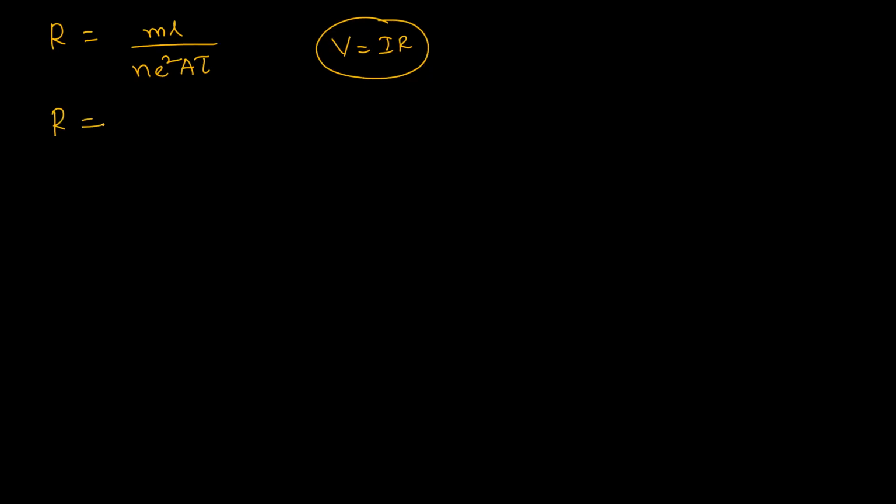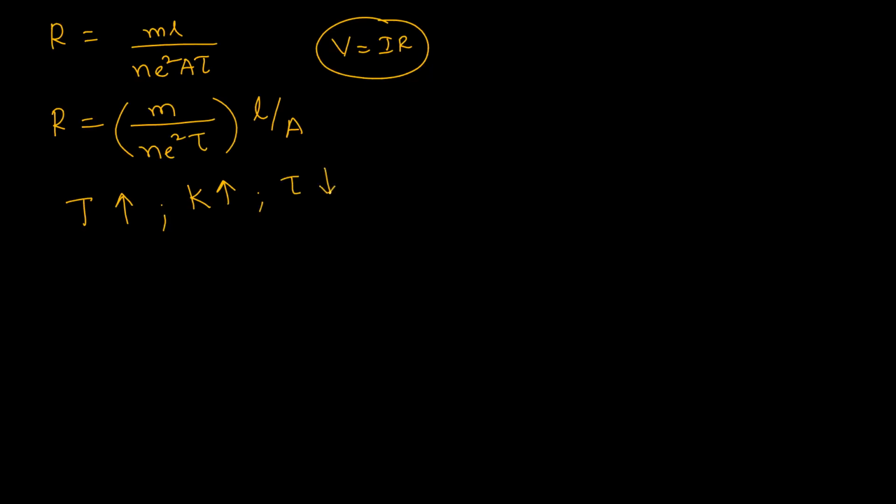So I will write R is equal to m divided by n e square tau into L divided by A. If the temperature is changed, the length is going to change, area of cross section will change, and most importantly, the relaxation time will change. How is it going to change? As the temperature increases, kinetic energy increases, whereas the relaxation time decreases, because when the speed increases, the amount of time between successive collisions decreases.